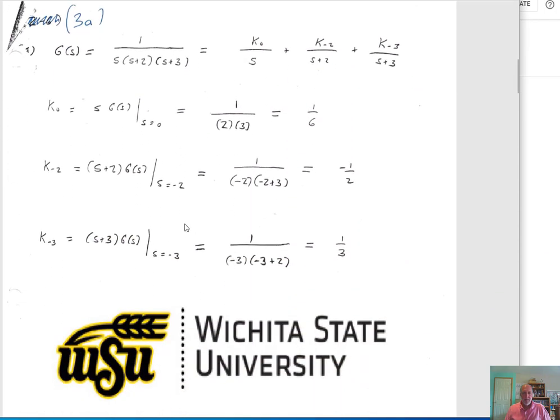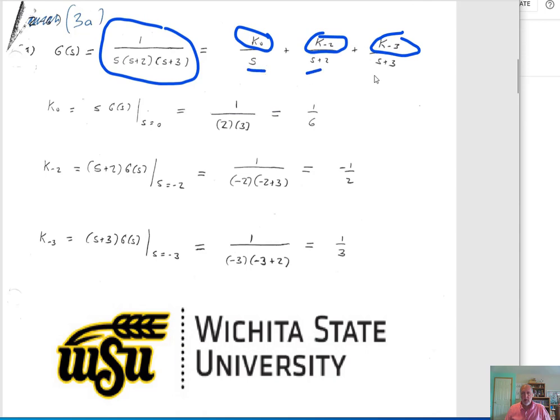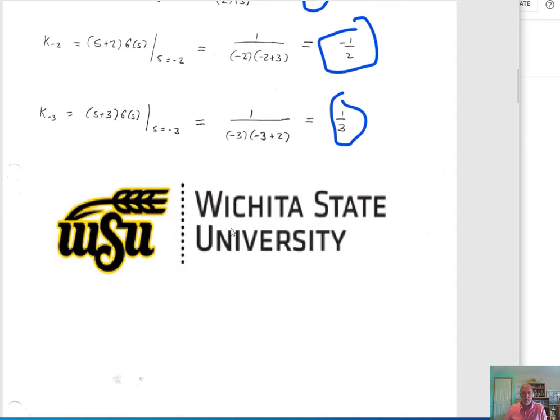Problem 3a, you're taking the inverse Laplace transform of this function, do partial fraction expansion, which means you need to find these coefficients for the expansion into the 3 factors. So here's the answers for those, and make sure you show your work, especially the inverse Laplace transform that's underneath the WSU logo down here.